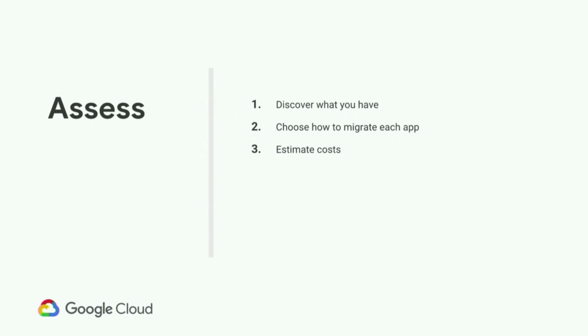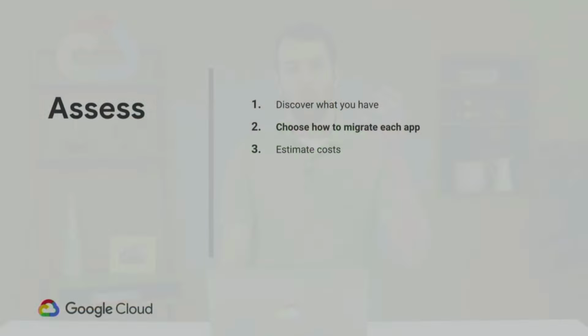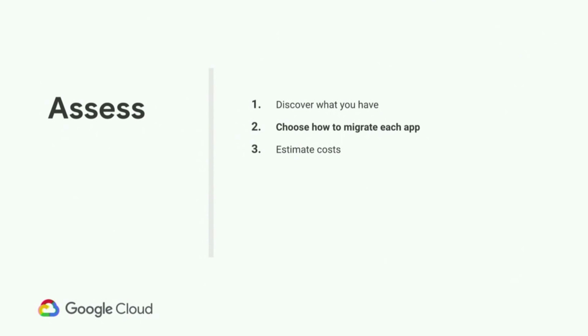The first is discovering what you have. So for companies that already have a configuration management database or a CMDB, you may already have this step done. In the event that you don't already have an inventory of those applications and servers in your environment, there are tools that can help you, and I'll show you that in a moment. The second step, once you know what you have, is determining how to migrate that application to the cloud.